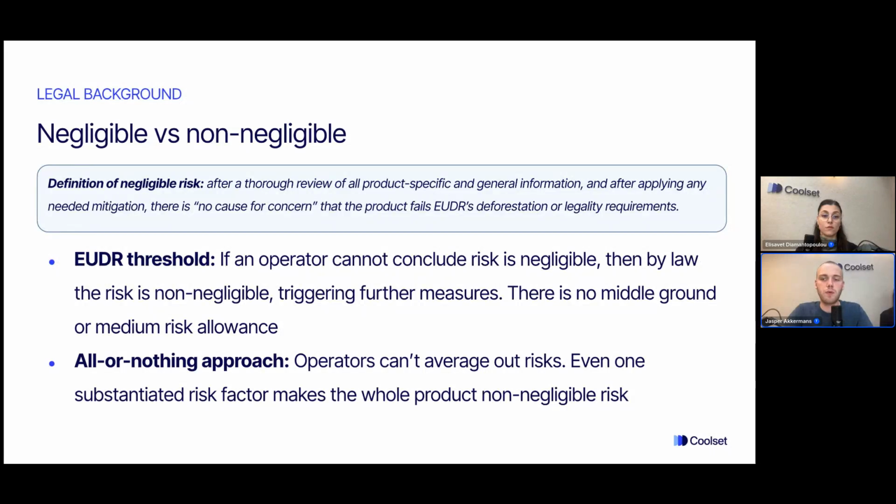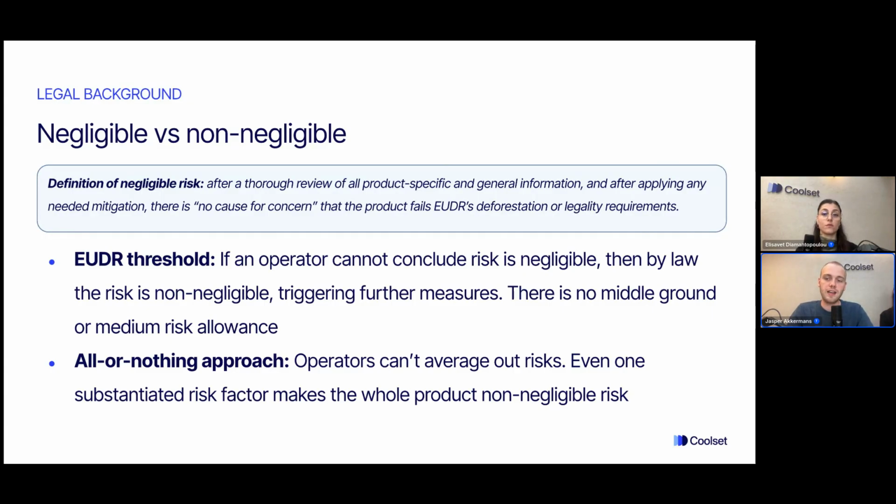Which also brings us to the point of EUDR thresholding, which means: what is the threshold of a negligible risk? This means that if an operator cannot conclude a risk is negligible, then by law, the risk is non-negligible, triggering further measures. There is no middle ground or medium risk allowance.